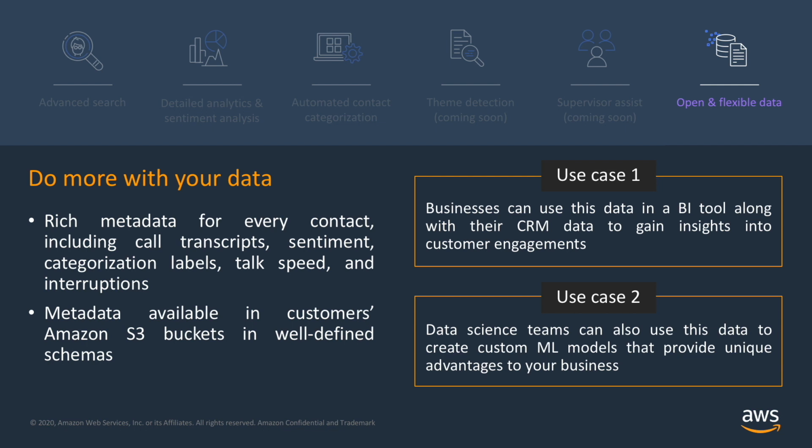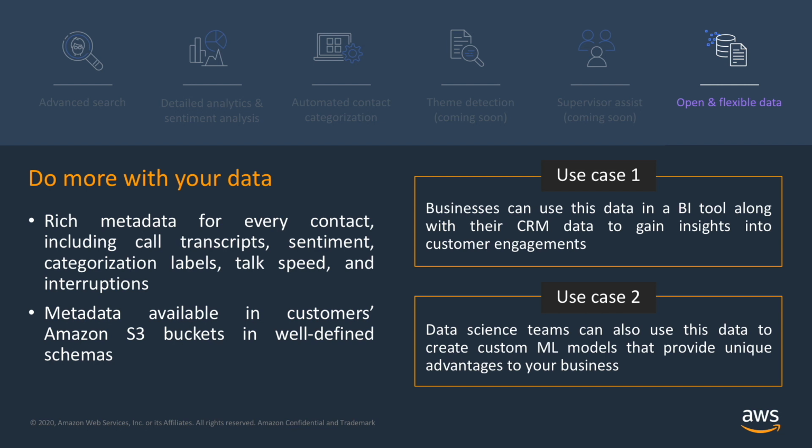Contact Lens produces an output file in your S3 bucket that contains all the underlying metadata. This includes the call transcriptions, sentiment scores, categorization labels, talk speed, interruptions, and call drivers. Organizations can leverage this data to build additional analytics with any tool of their choice. For example, organizations can use business intelligence tools such as Amazon QuickSight or Tableau to run reporting off the Contact Lens data and any existing CRM data to analyze customer engagements. They can also have their data science teams use this data to create custom machine learning models with Amazon SageMaker.